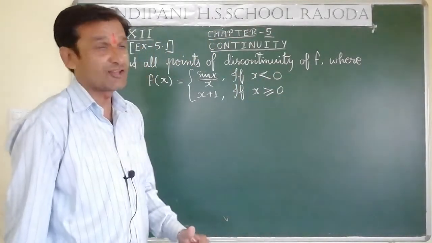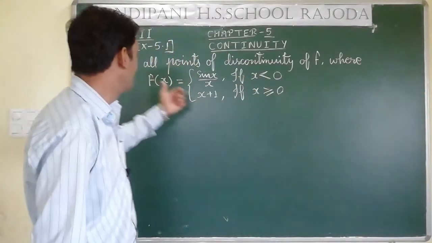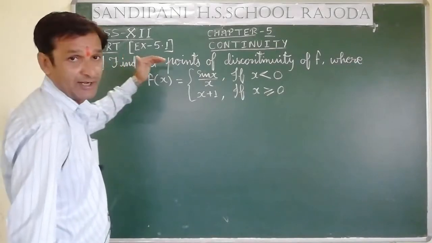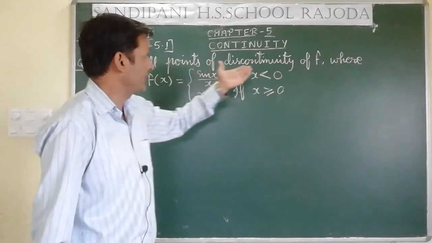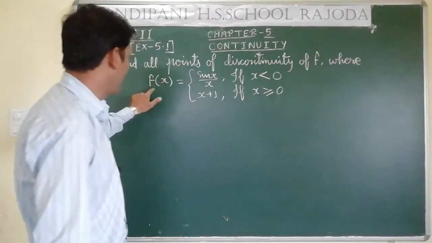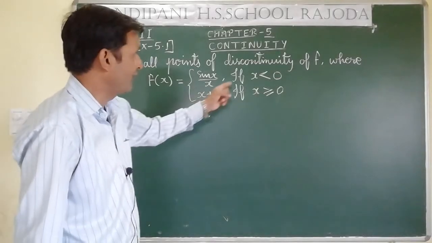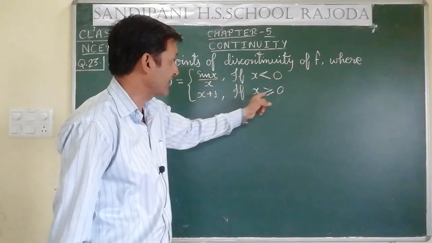I am your maths teacher and we are continuing our chapter number 5, continuity. The topic's name is continuity and it belongs to NCERT, this question. Find all points of discontinuity of f, where f of x is equal to sine of x upon x if x is less than 0 and it is equal to x plus 1 if x is greater than or equal to 0.